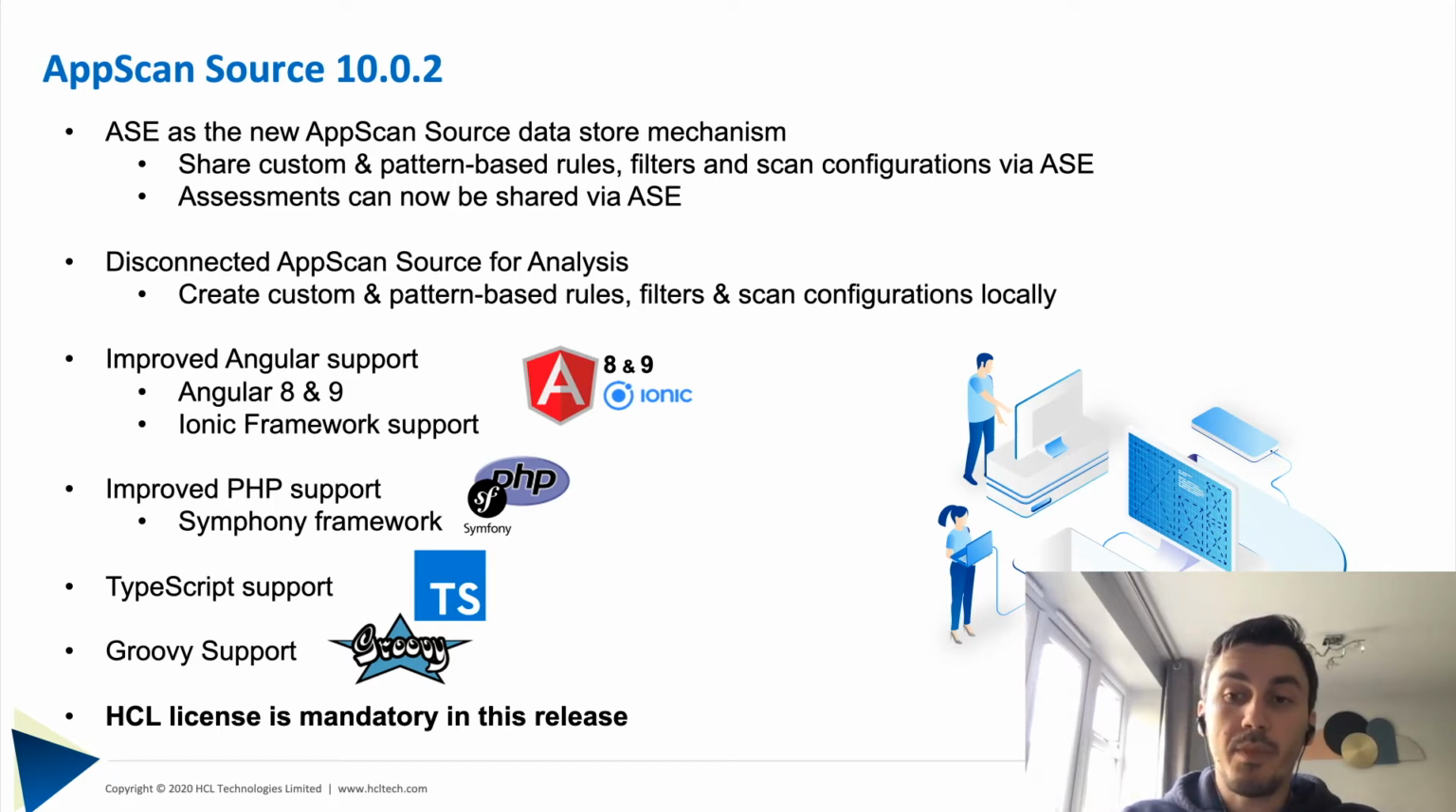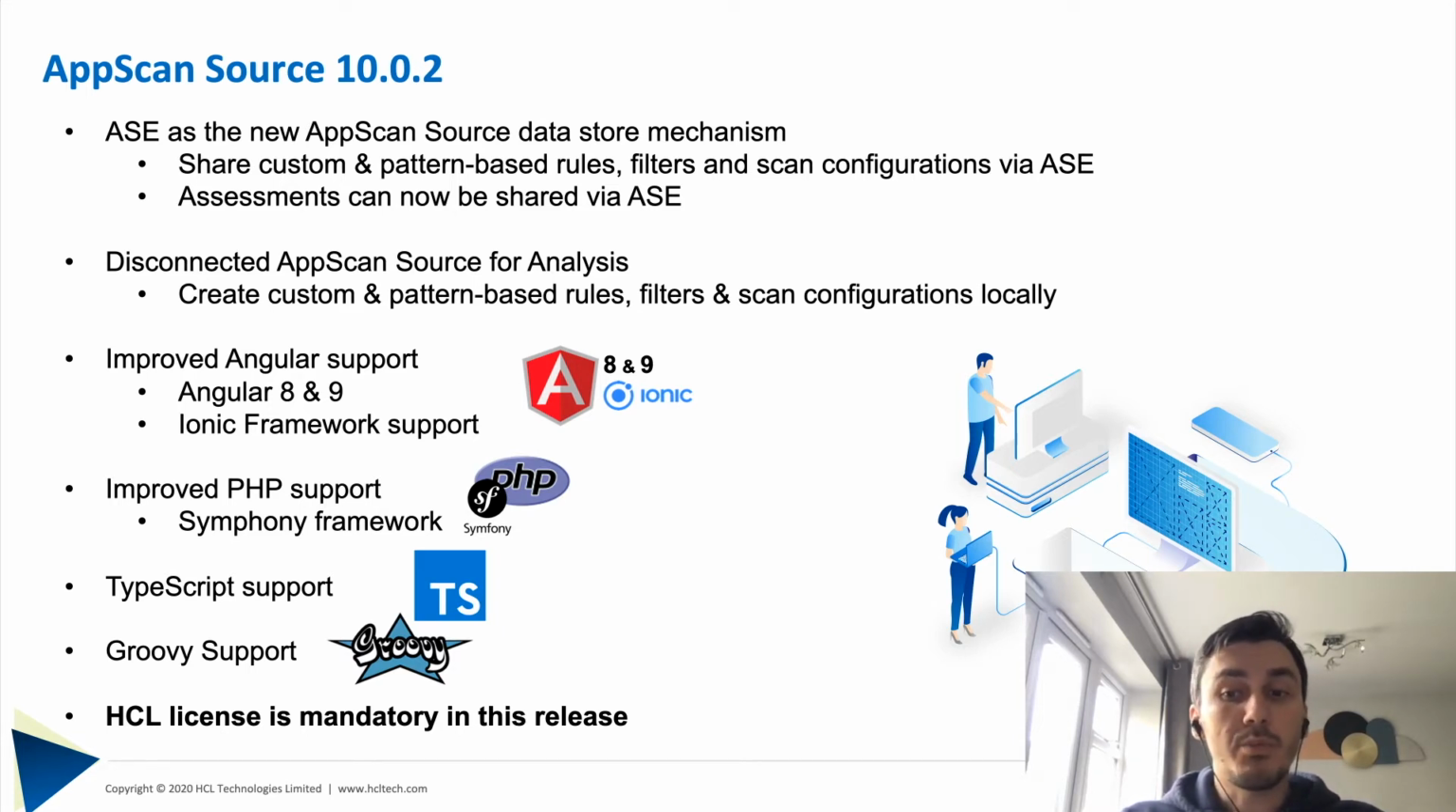We started with AppScan Source using AppScan Enterprise, our new data store mechanism. Traditionally, AppScan Source and AppScan Enterprise have had separate storage mechanisms. And as part of the 10.0.2 release, we are consolidating everything under AppScan Enterprise. This means that actions that used to be performed by leveraging some of the other data store mechanisms, and I think our customers will recognize SolidDB and Oracle databases as such, will go with Enterprise. So if you want to share custom and pattern-based rules, or share any filters or scan configurations, this will all be done using AppScan Enterprise.